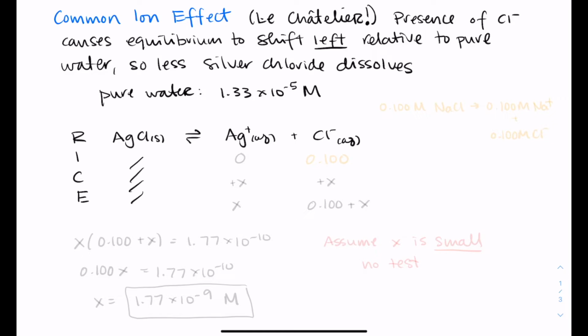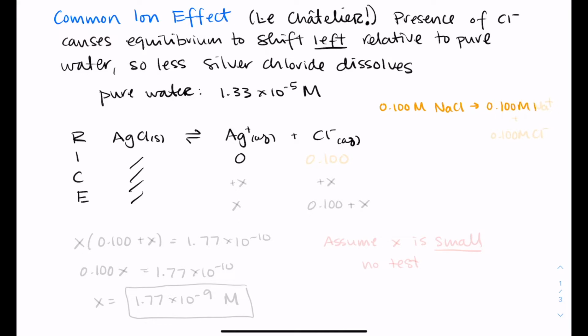So in pure water, the solubility of silver chloride was 1.33 times 10 to the minus fifth. Let's calculate the solubility in 0.1 molar sodium chloride. So calculate the solubility of something. It's an equilibrium problem. We need a Rice table.